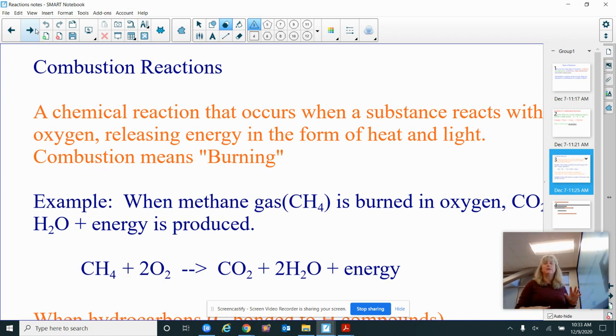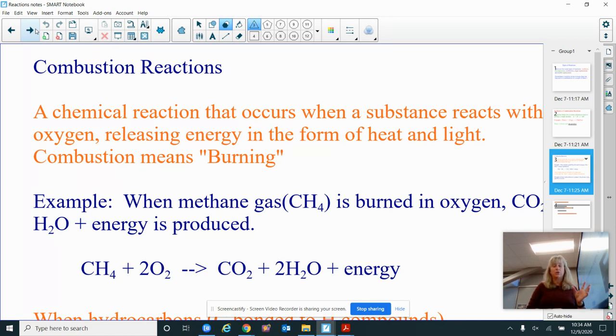Combustion is when you have something burning, okay? Burning, not just heating, burning. It has to actually light on fire. So the most common types of combustion are hydrocarbons, methane, propane, gasoline, kerosene, any of those burning in oxygen. So very often in combustion, one of the reactants will be oxygen.